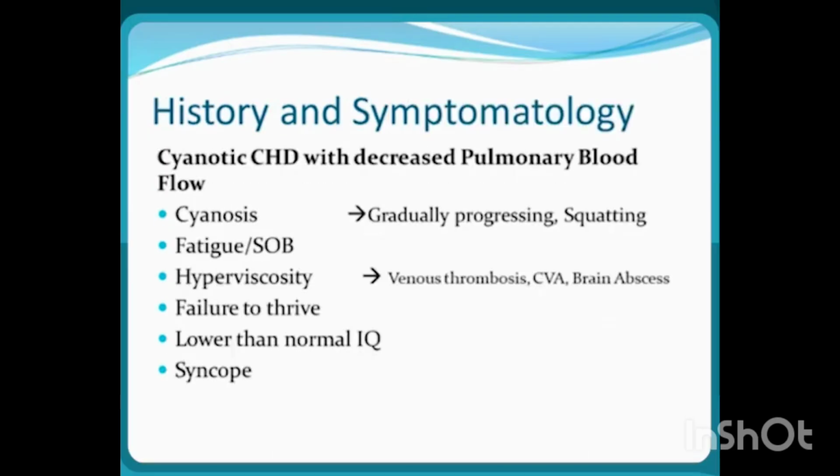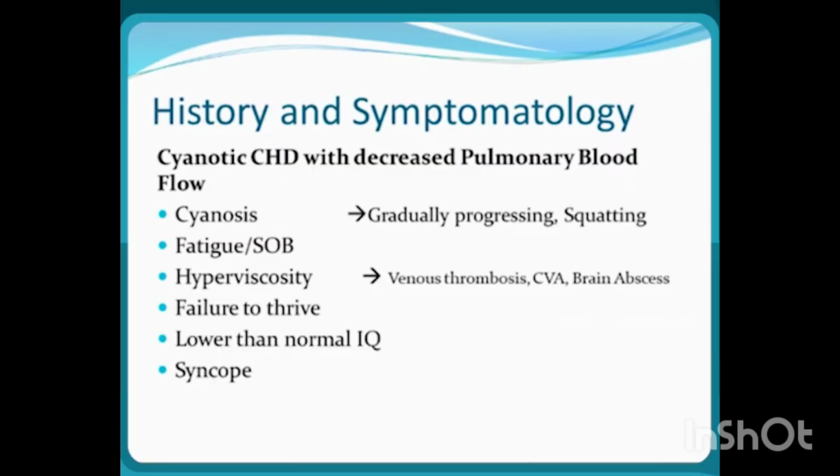So history and symptomatology. If we see cyanotic CHD with increased pulmonary blood flow, what are the symptoms? What is the presentation of this patient? So first we see the decreased pulmonary blood flow. In this situation, the patient presents with cyanosis that is gradually progressing, and there are squatting episodes. In this situation, the patient will be normal during the first few days of life, but the cyanosis gradually progresses as the pulmonary stenosis gradually increases.